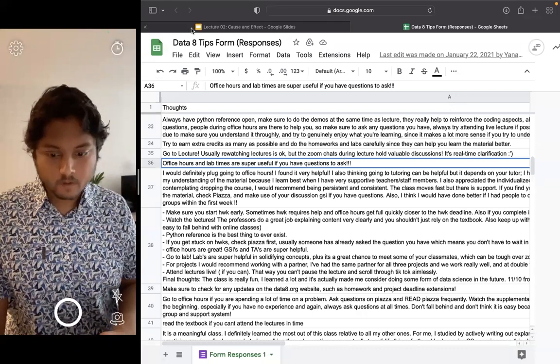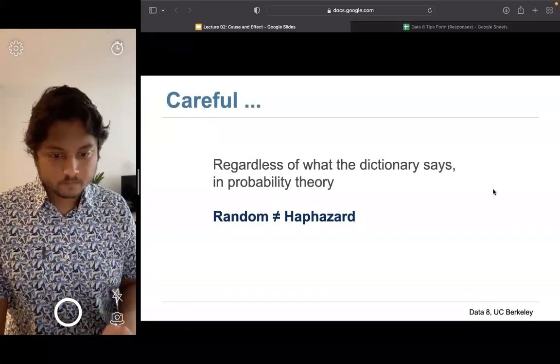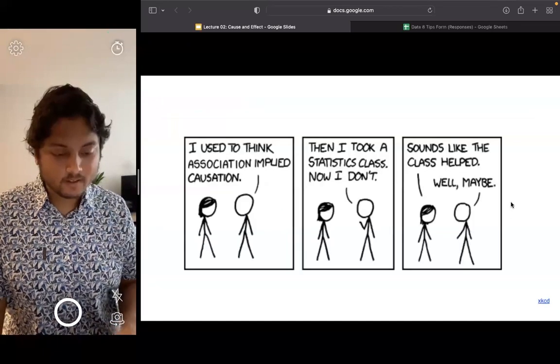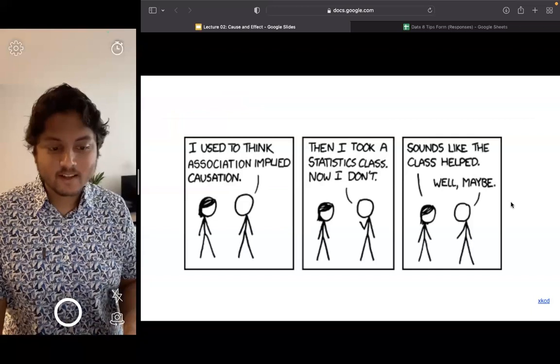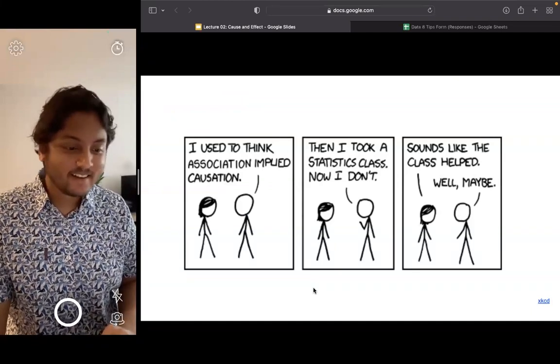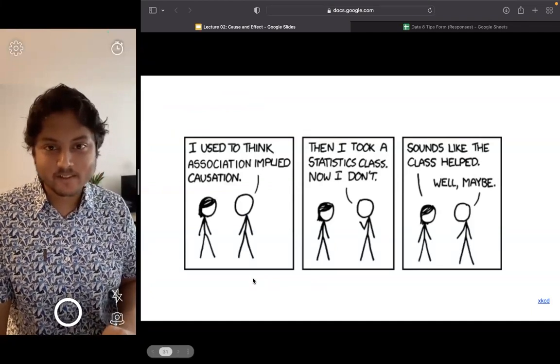Cool. So that's kind of the main things. Last thing I'll leave you with is this comic from XKCD. Hope you enjoy that. Hopefully it drives in what we talked about today with the differences between association and causation.